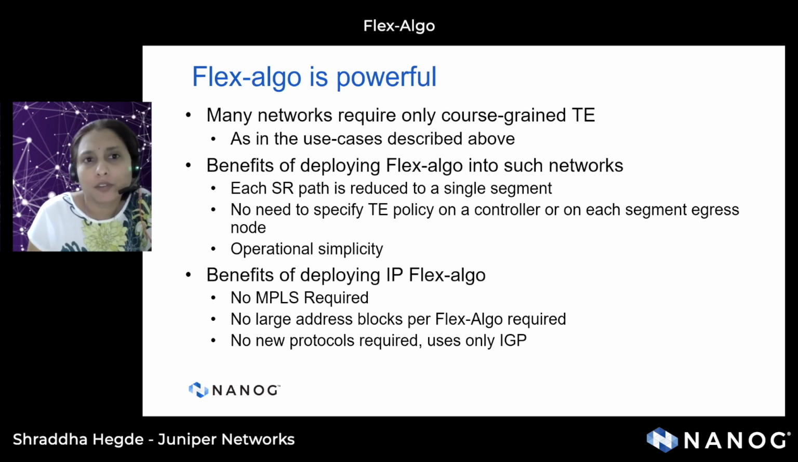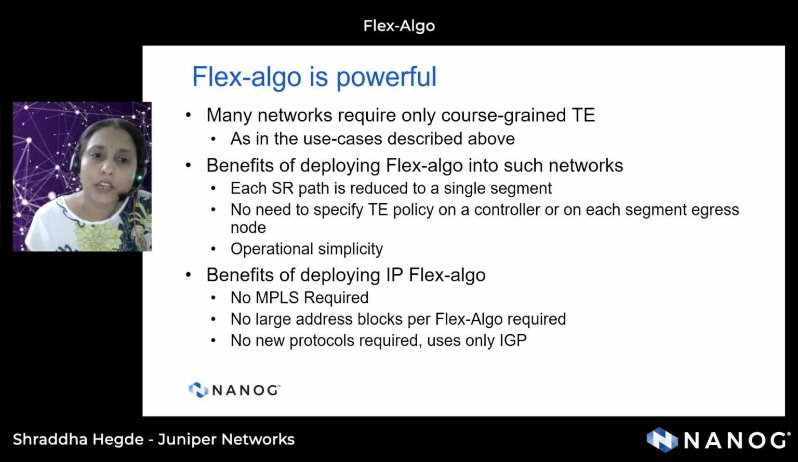So in summary, FlexAlgo is a very powerful tool. Many networks require coarse-grained TE, as we discussed in use cases throughout this presentation. And some of the benefits of deploying FlexAlgo in such networks are that the SR path is reduced to a single segment. Also you don't need any controller or head-end based computation engine, and you just use the IGP compute to come up with these paths. And operationally, it is simple because the FlexAlgo configuration, the constraints and other FlexAlgo definition configuration, can be done on only a few nodes, making it operationally simple.